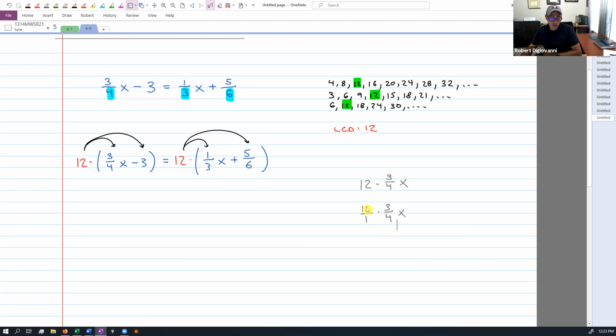And when I multiply fractions, I can go straight across. And I can also reduce if possible. So I'm going to reduce this. 4 goes into 4 once, 4 goes into 12 3 times. And then I multiply straight across. I'm just going to get 9 over 1 times x, which is 9x. So just that first multiplication gives me 9x. And then the second multiplication, I'm doing 12 times -3, which is -36. Equals. Okay, take a moment to see if you can do the right side.